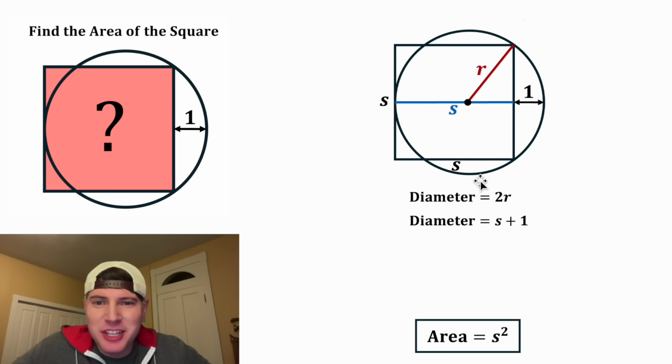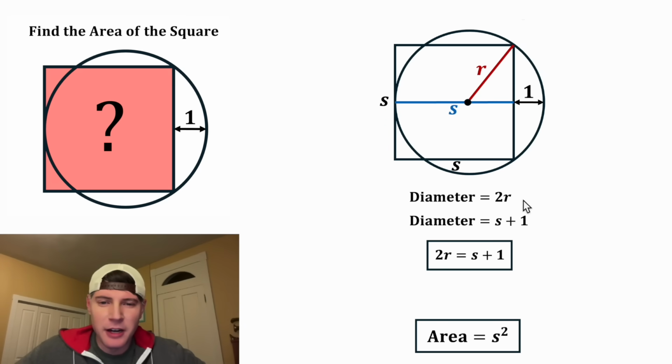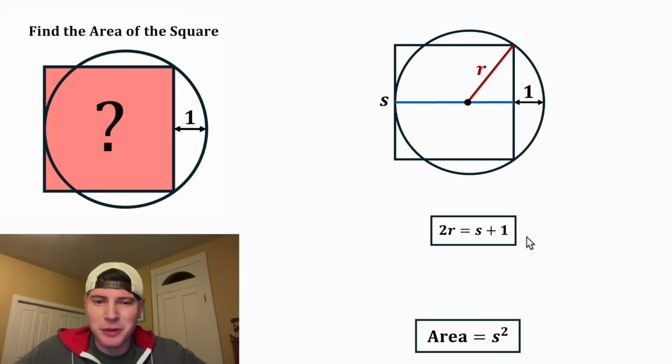Both of these are equal to the diameter of the same circle, so we can set them equal to each other. 2 little r will equal S plus 1. This looks important. Let's put a box around it. I don't think we need any of this anymore, and let's bring this up here.